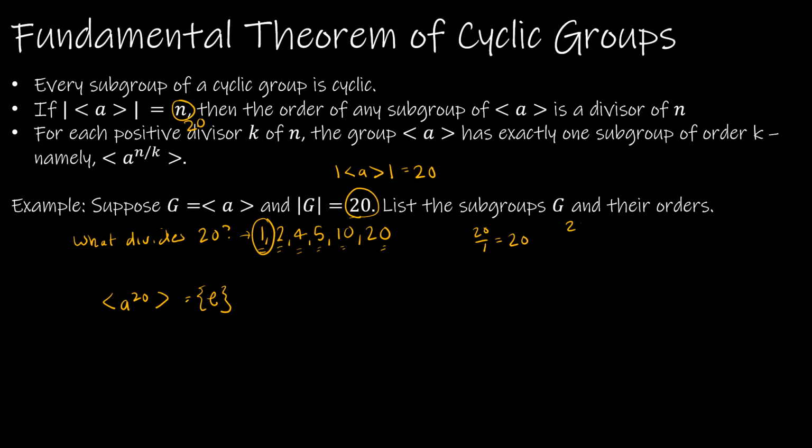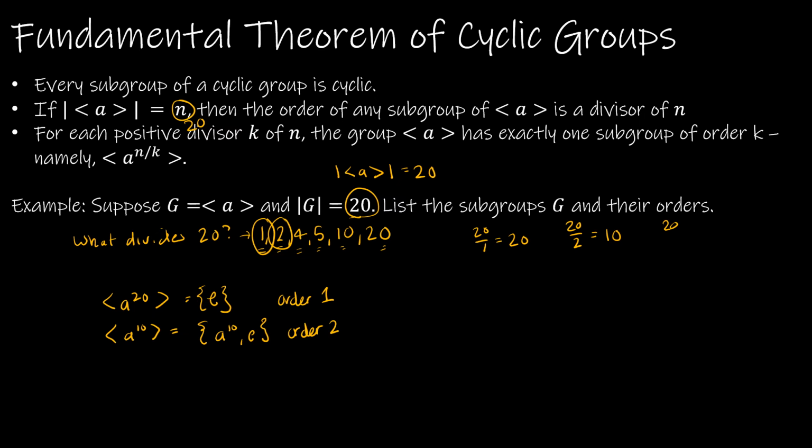All right, now let's take 20 divided by 2. So I'm going to have a subgroup of order 2, and that's going to be A to the 10th. So A to the 10th is going to give me A to the 10th, and then E. So this is order 1, and this is order 2. So now we've used 1 and 2.